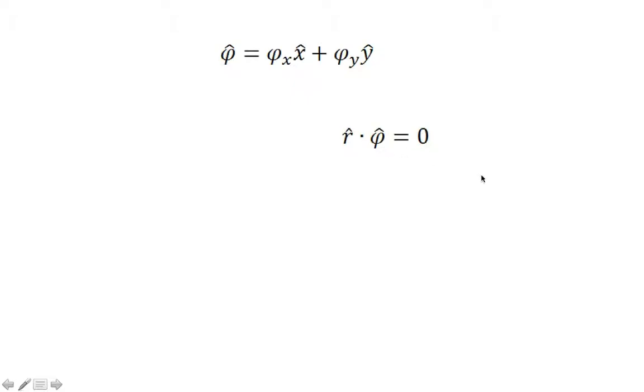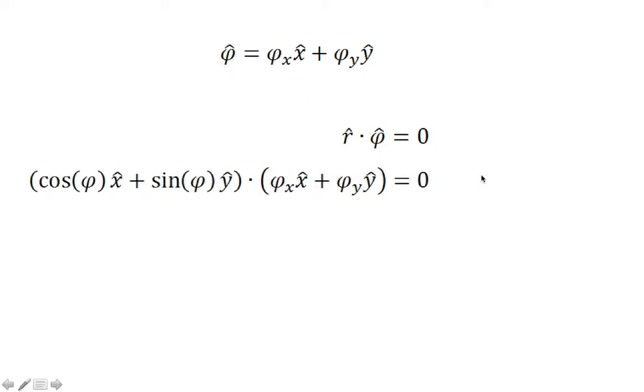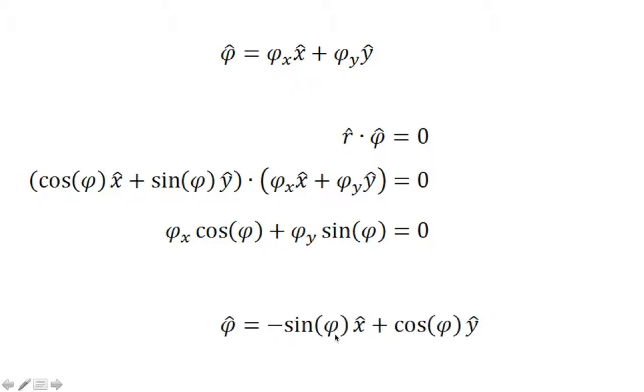So what we're going to do is plug in what we already know for r hat and phi hat. So we've got our expression for r hat dotted with phi hat. Simplifying, we get phi x times cosine phi plus phi y times sine phi is going to be equal to 0. And just by inspection, we can tell what phi x and phi y must be because it has to equal 0. A good guess would be negative sine phi x hat plus cosine phi y hat. And this guess will get us a unit vector that points in the counterclockwise direction from the x-axis.